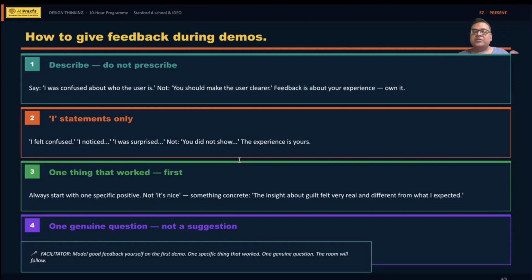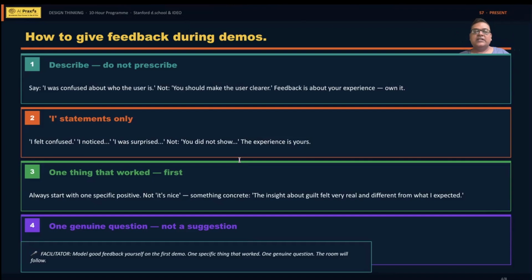The third rule is that you always begin with one specific thing that worked before raising anything that did not. And this must be concrete rather than vague. So instead of saying it was nice, you would say the moment where the AI asks a question back rather than giving advice felt genuinely different from anything I have seen. And that specificity gives the presenter something they can deliberately keep and build on.